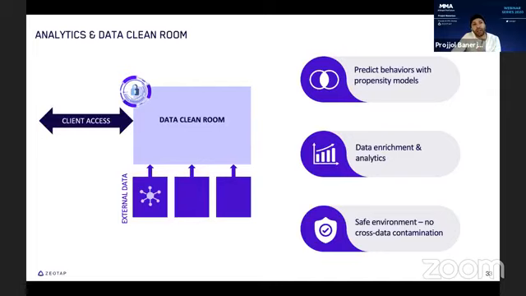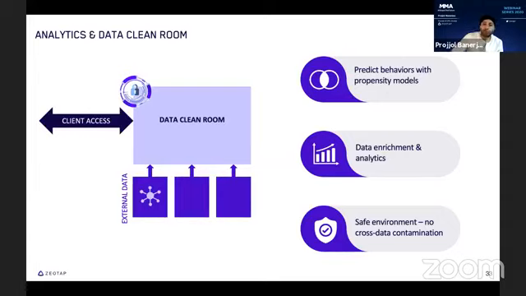The only thing I'll add there is it's important as a brand for you to also consider that the environment needs to be safe, such that your first party data is treated with the utmost respect and your environment sits effectively secluded from others using the platform.